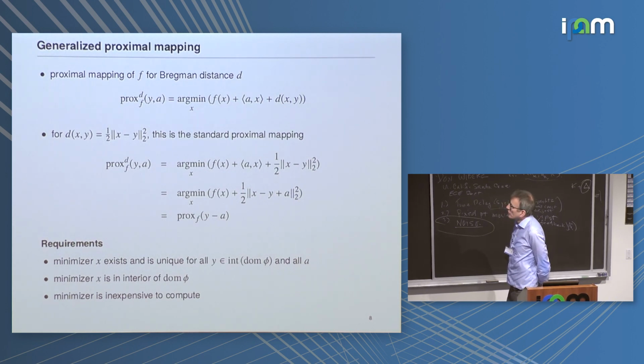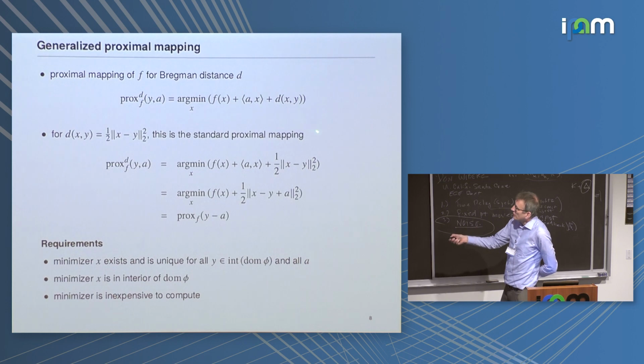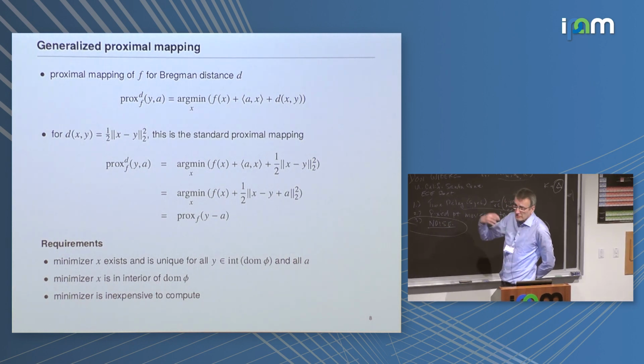So that's the most important criterion: this has to be inexpensive. It has to be inexpensive for any possible choice of A and any possible choice of Y in the interior of the domain of the kernel. And it's also important that the result of this minimization is actually in the interior of the domain of the kernel, because the result will be used as your Y in the next iterate.